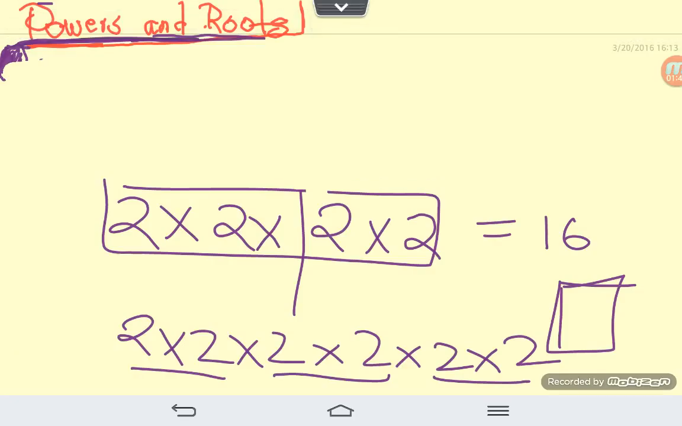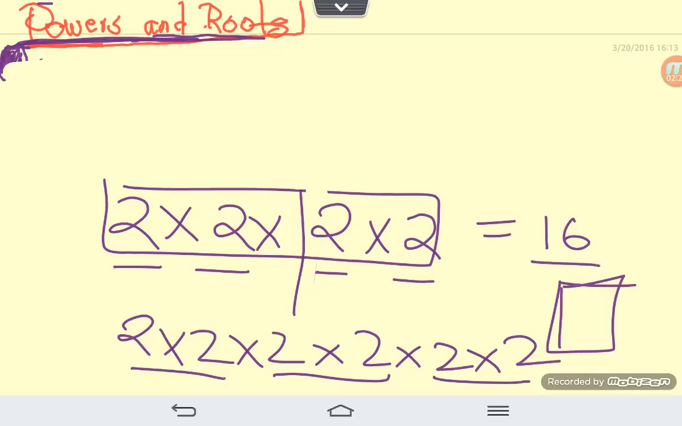A power is nothing but a representation of multiple multiplications with a number. So over here we have 2 times 2 times 2 times 2. Now, how many 2's are there? One, 2, 3, 4. So we have 4 2's, which is nothing but if you multiply 2 by itself 4 times, you're going to get 16.